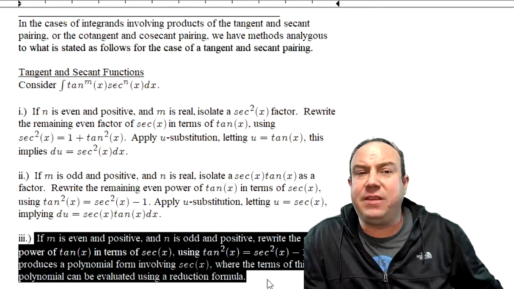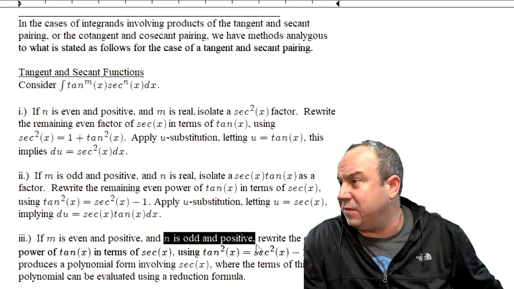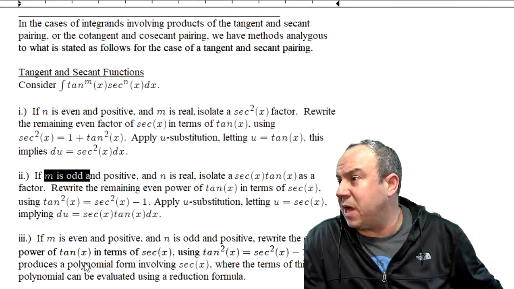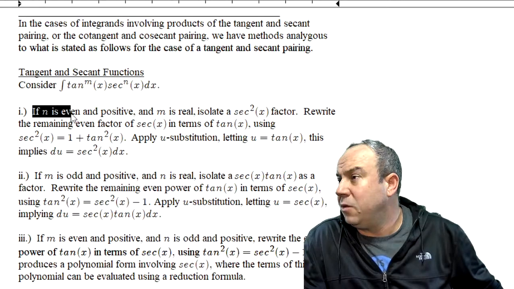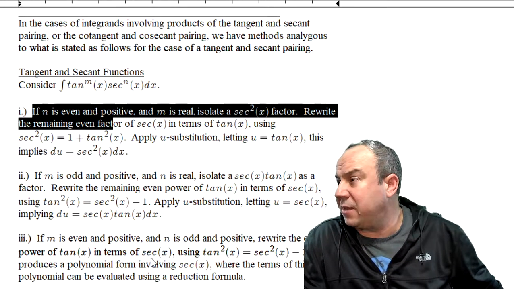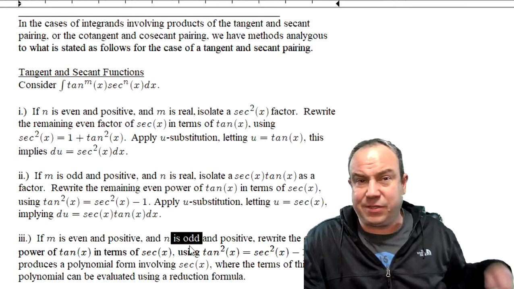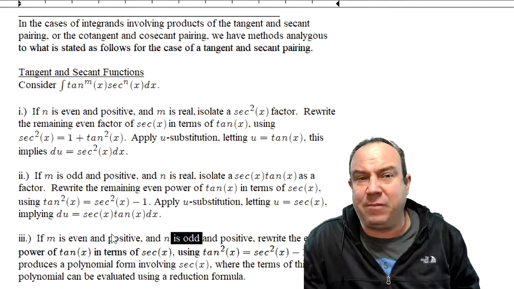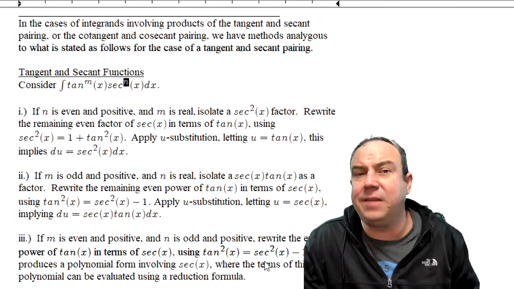Now, if m is even and positive and n is odd and positive, we don't have this condition for m, but n is odd and positive. Right? We don't have this condition for n either. But they are opposite in their conditions. M is even, n is odd. Tangent is even, secant is odd.